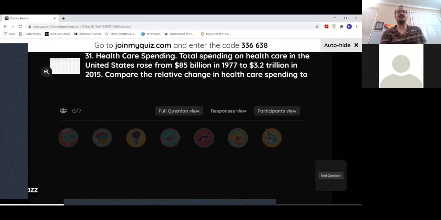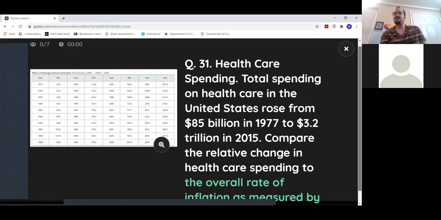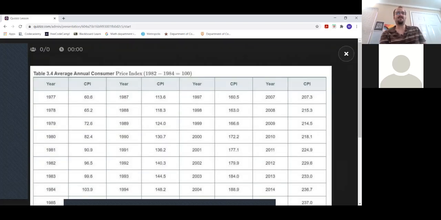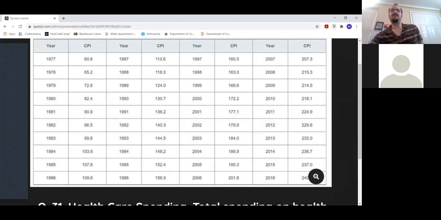And now we want to find CPI from 77 to 2015. Is that what they're asking? Yeah, now we want to find the inflation. We're going from 77 to 2015. So let's see, 77 is this first one here. 2015 is the second to last over here. So find the inflation from those 2 years. Find the inflation, convert it to a percentage.